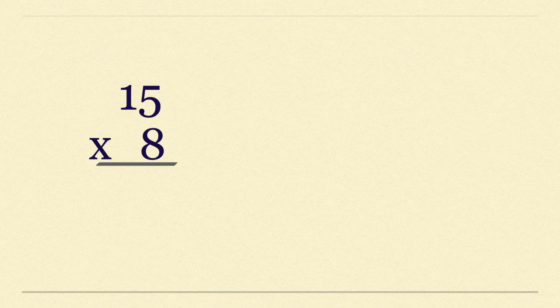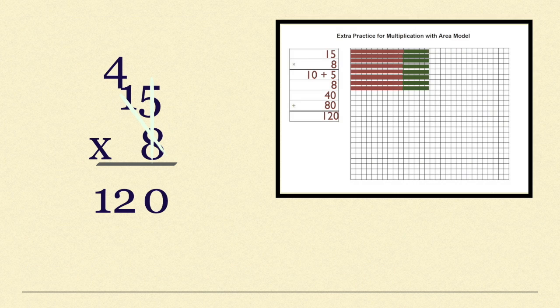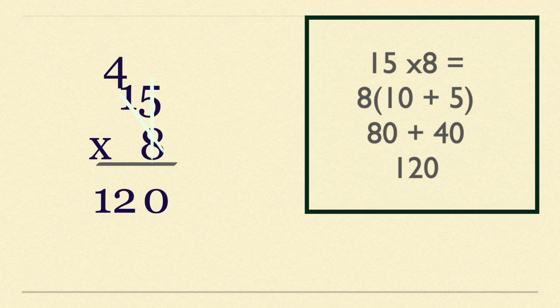So first we start in the ones column. 5 times 8. 5 times 8 is 40. I have to carry the 4. Then I do the tens. 1 times 8, and then I add the 4. 1 times 8 is 8, plus 4 is 12, and I write that here. My answer is 120. So now I've shown you 3 ways to do it: the standard algorithm, the area model, and the distributive property method.